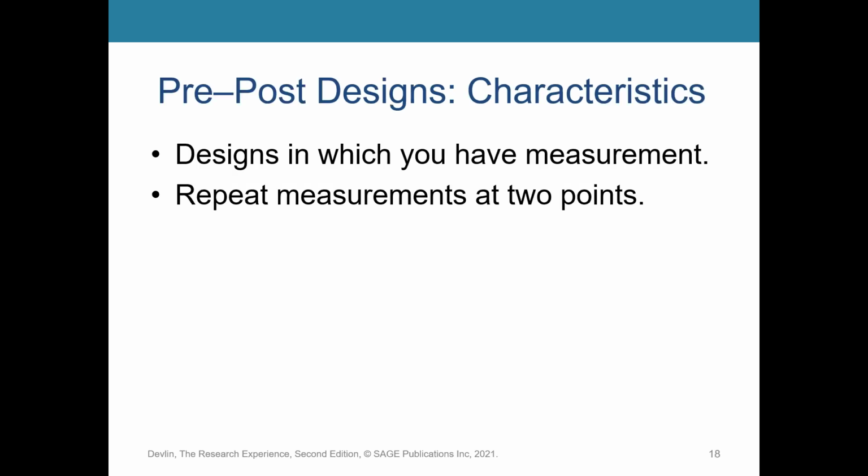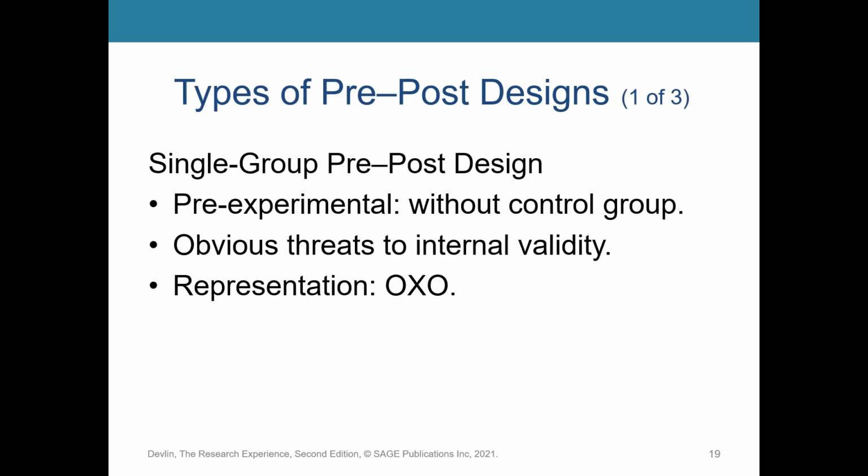Now, there is a pre and post design, and this is basically a design in which you have the measurements repeated at two time points, before the intervention and then after the intervention, or before your manipulation and then after your manipulation. Now, pre and post designs fall in the category of experimental designs. Now, there are single group pre and post designs, and this is where you have measurements before and after an intervention without a control group.